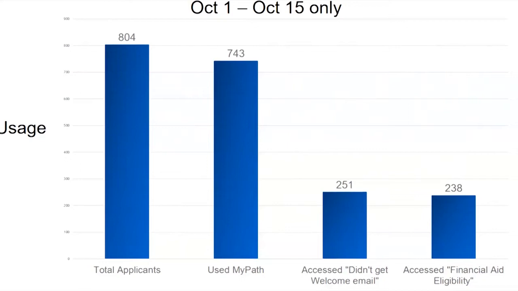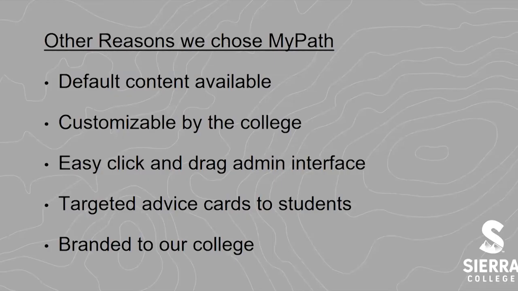And then over 200 students also access information about their financial aid eligibility. And those are two things that we think are very important for students to possibly think about right after they apply. So some other reasons we chose MyPath in particular, again, we were looking at a variety of technology tools.